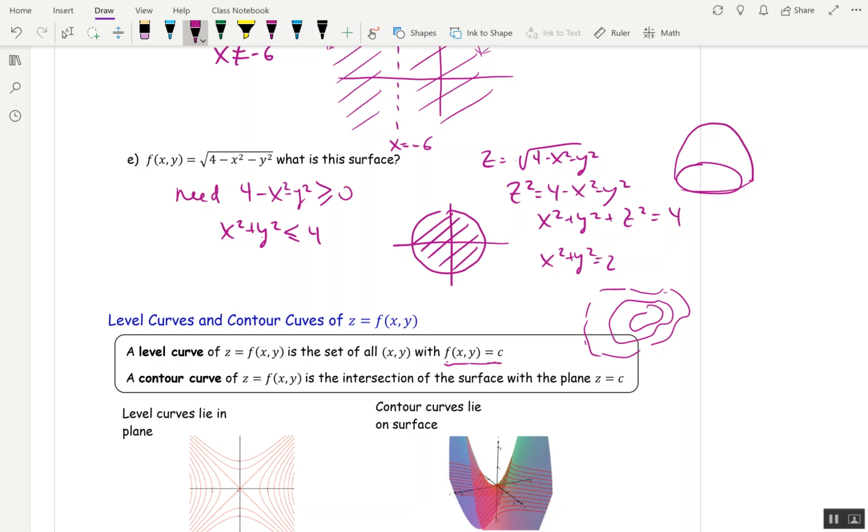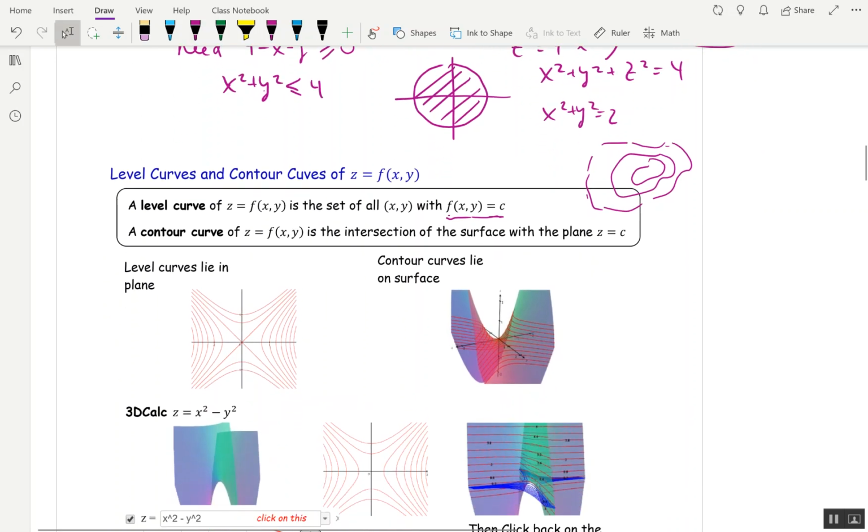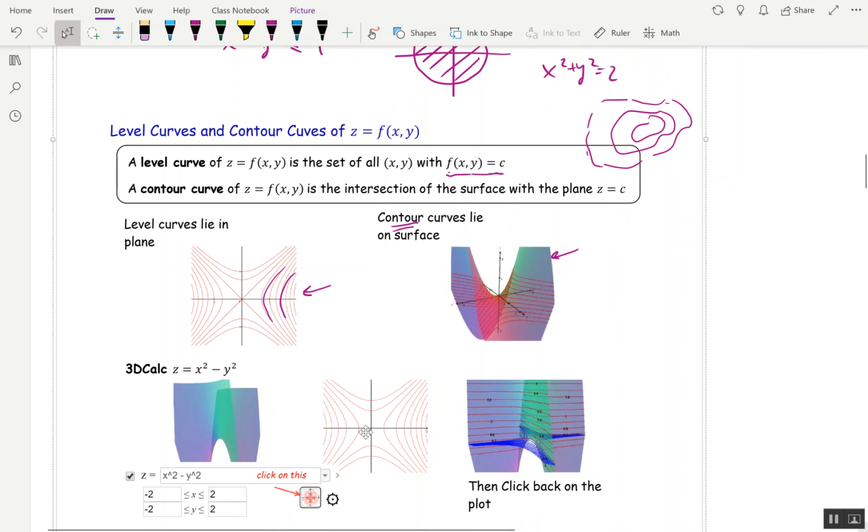Okay, the difference between a level curve and a contour curve is that contour curves live on the surface, level curves live below the surface. So here's a picture of that. Suppose this is my surface. The level curves are going to lie in the plane. Those are curves on which the surface height is constant. If you want to picture those curves on the surface, you just call them contour curves. So contour curves live on the surface, whereas level curves lie in the plane. Let me show you a neat way to see these with Calc 3D.